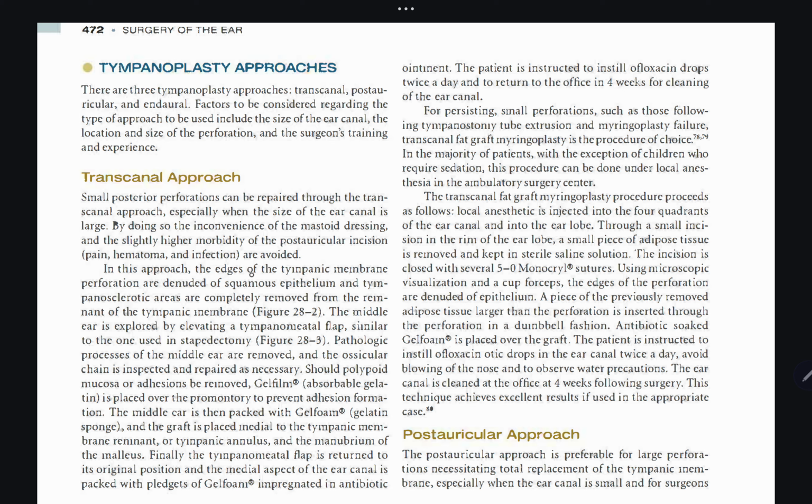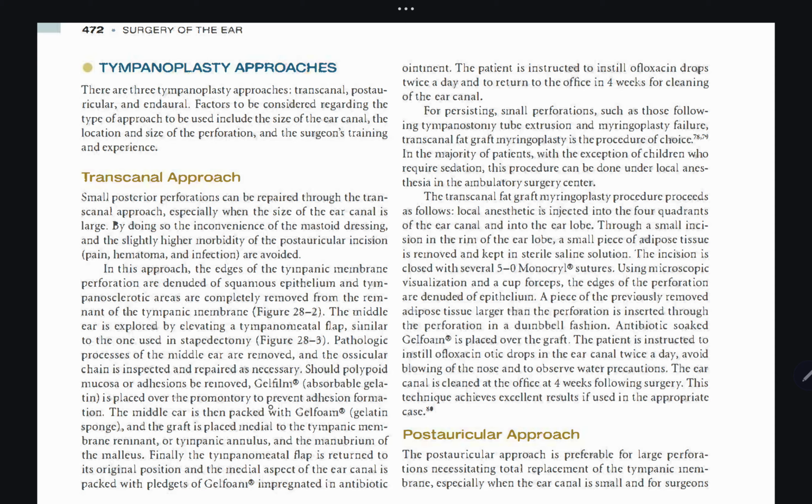In this approach, the edges of the tympanic membrane perforation are denuded of squamous epithelium and tympanosclerotic areas are completely removed from the remnant of the tympanic membrane. The middle ear is explored by elevating a tympanomeatal flap similar to the one used in stapedectomy. Pathologic processes of the middle ear are removed and the ossicular chain is inspected and repaired as necessary. Should polypoidal mucosa or adhesions be removed, film absorbable gelatin is placed over the promontory to prevent adhesion formation.